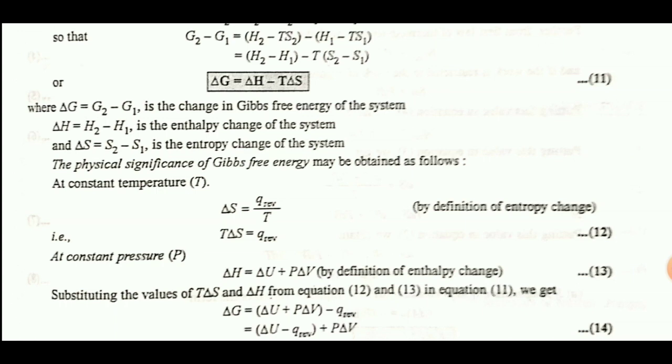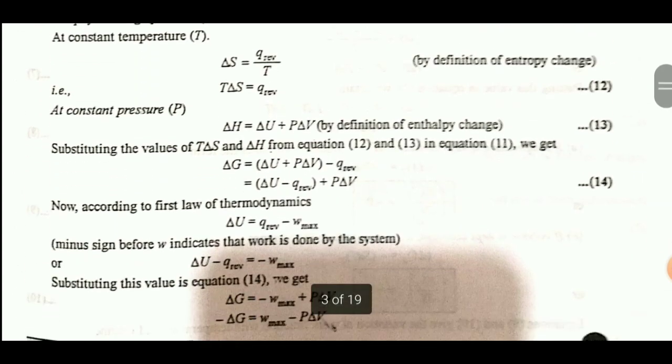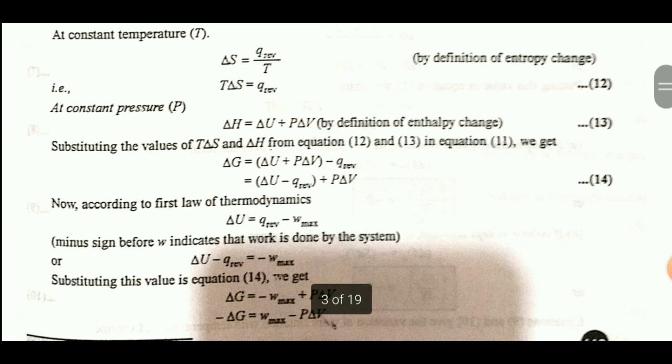At constant temperature T, delta S = Q reversible / T, that is T delta S = Q reversible. At constant pressure P, delta H = delta U + P delta V by definition of enthalpy change. Substituting the values of T delta S and delta H from equations 12 and 13 in equation 11, we get delta G = delta U + P delta V - Q reversible, that is delta U - Q reversible + P delta V.